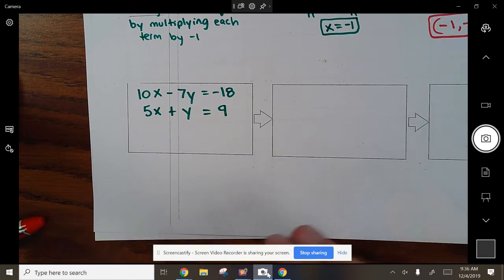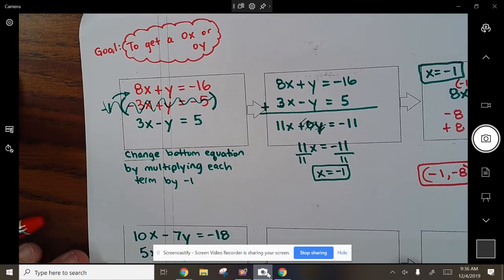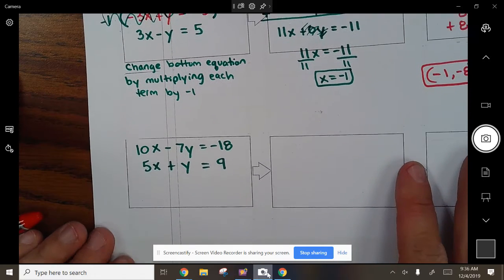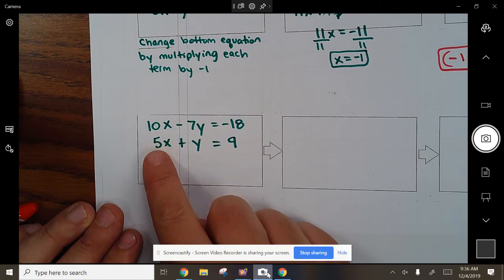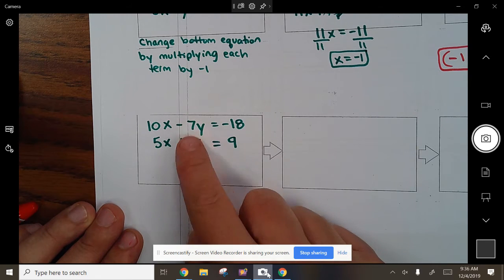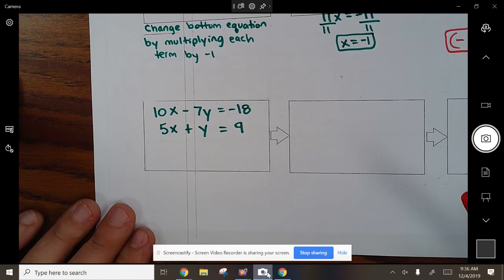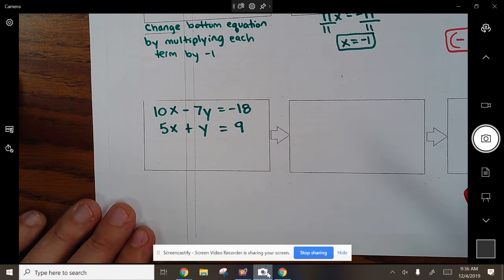And take a second and look at the problem. Remember what our goal was. What's the top of the sheet say? Our goal is to get a 0x or a 0y. If I look at these x's, if I add down, I get 15. That's not going to work. And if I add down here, I'm going to get, what's that, -6? That's not going to work for me either. So I have to manipulate or give the problem a makeover.